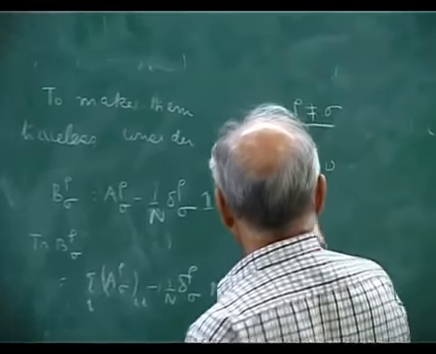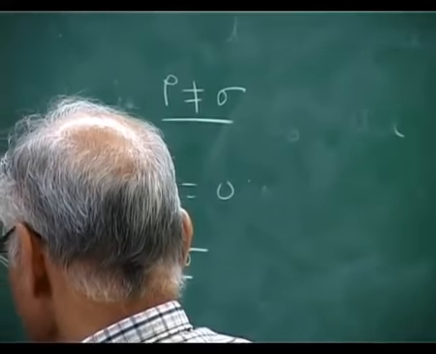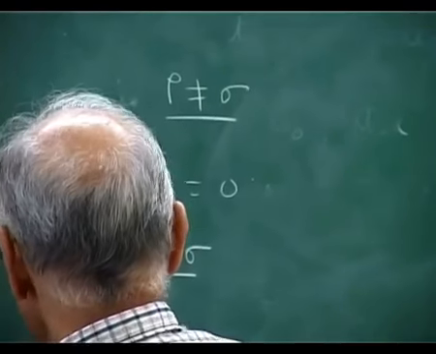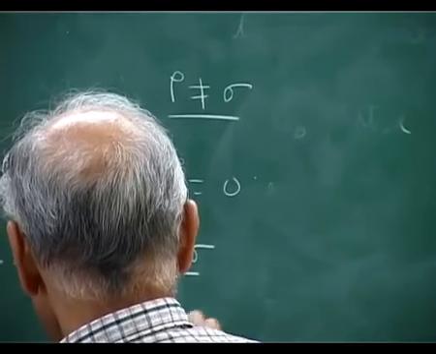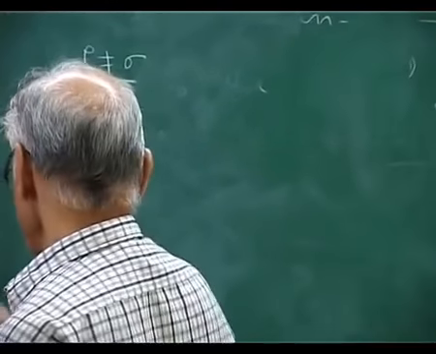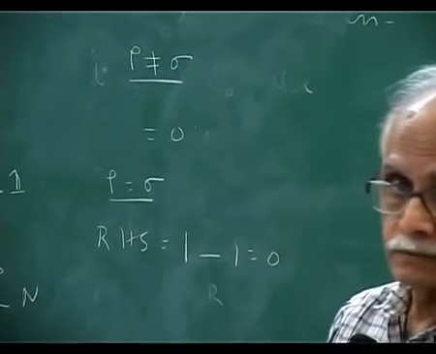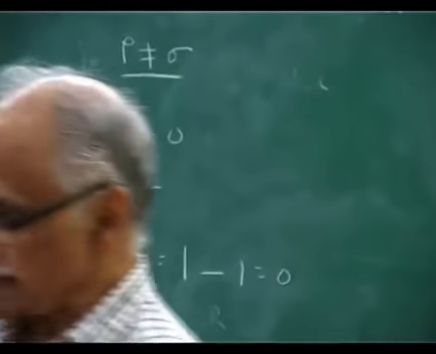If rho is sigma, for any value, for the corresponding value I get 1 here, minus, for rho equal to sigma, 1, it is 0. So B's are traceless.